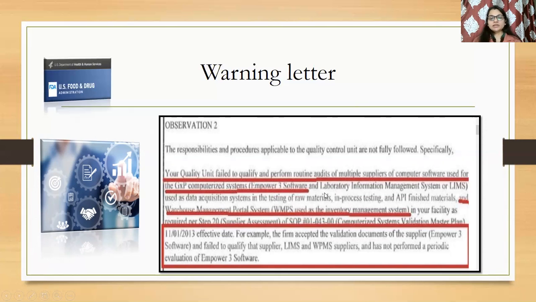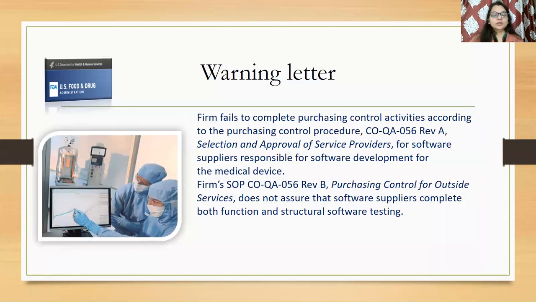If we are using any software in the GxP environment for testing of raw material, in-process and finished product, and any quality-related things, then we have to consider this observation. Next, the firm failed to complete purchasing control activity according to the purchasing control procedure. This concerns selection and approval of the service provider for the software supplier responsible for software development for the medical device. The firm's SOP, purchasing control for outside services, does not ensure the software supplier completes both functional and structural software testing.